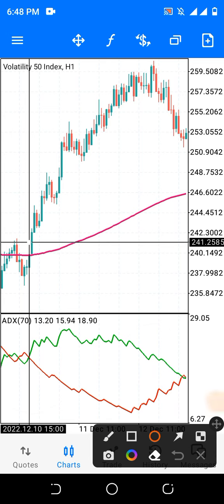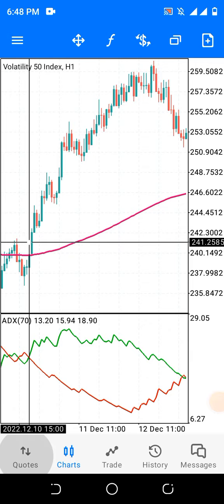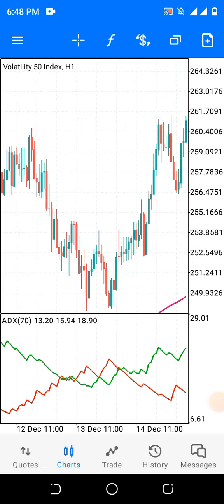So this is the point of crossing here. I want you to make a buy entry here. And this is a huge profit. Do you understand? So that is it. Now let's proceed.